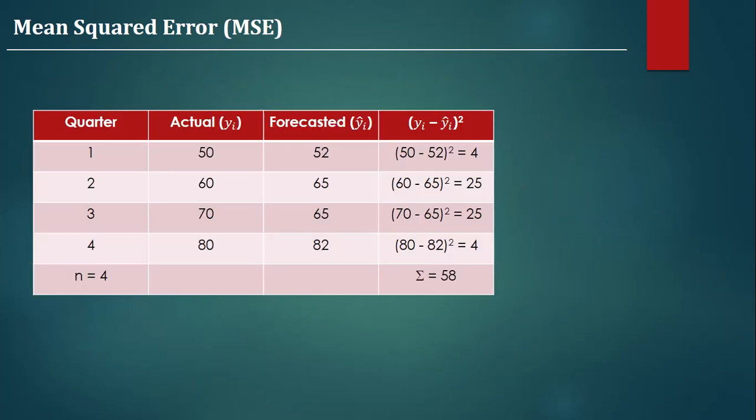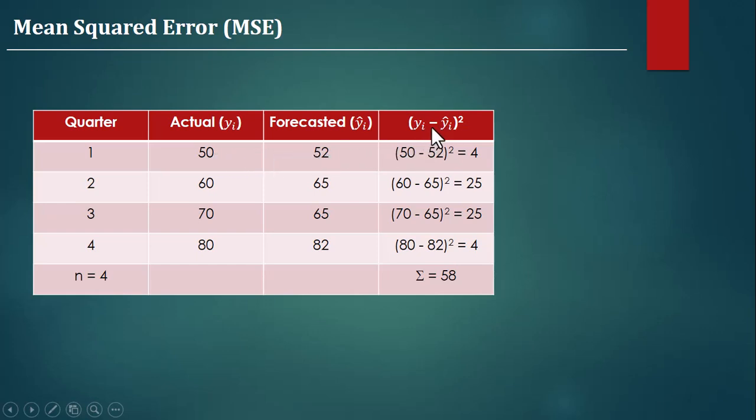Here we have an example of computation of mean squared error, how we can compute. Assume that we are doing some forecasting for 4 different quarters of the year. So these are the quarter number 1, 2, 3, 4. This is the actual value. Say for example, these are the sales of a particular item: 50, 60, 70, 80. And these are the forecasted values. Suppose in quarter 1 the sale would be 52 units, in quarter 2 it would be 65, in quarter 3 it would be 65, in quarter 4 it would be 82. So actual and forecasted values we have.